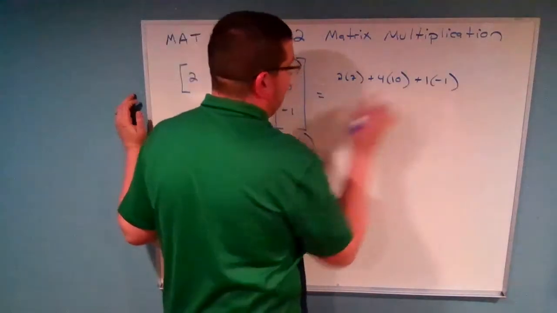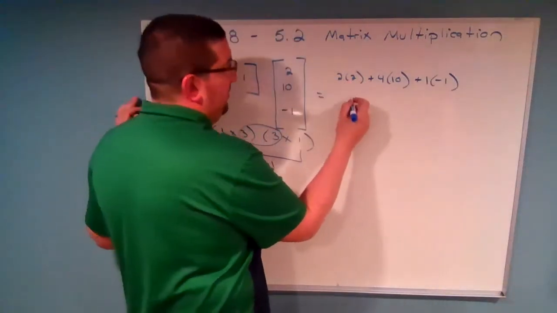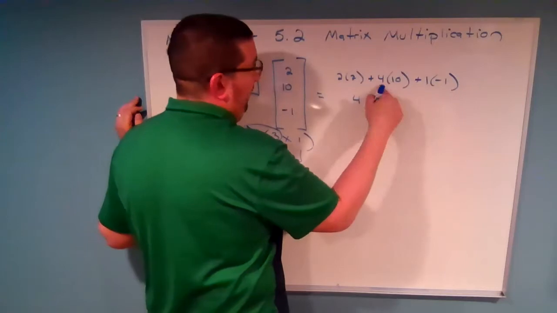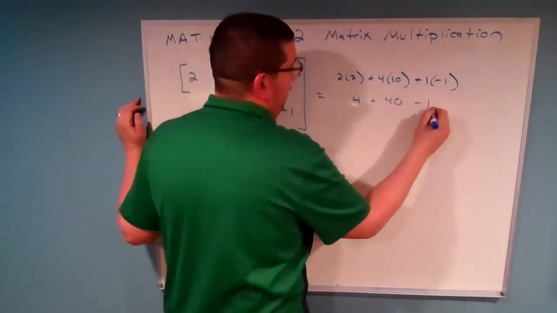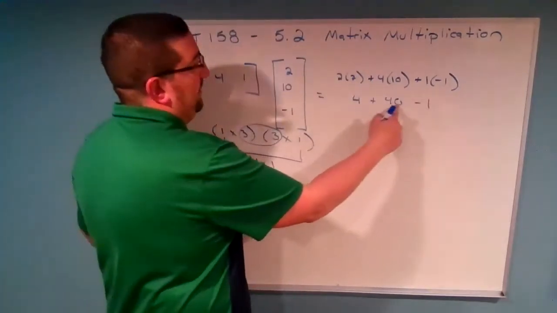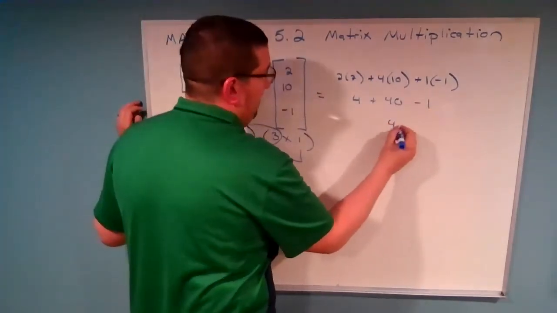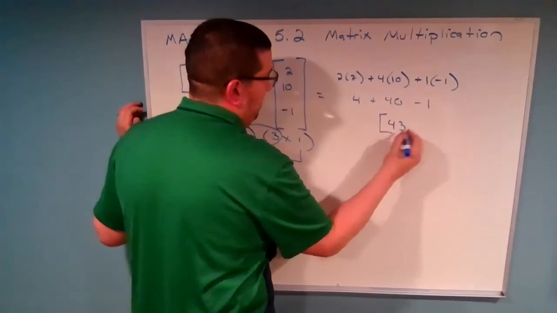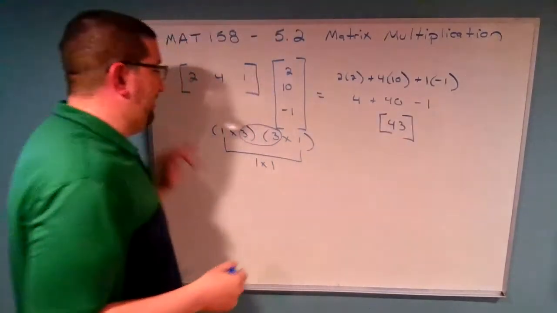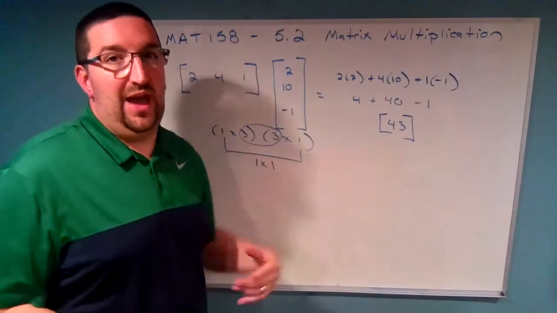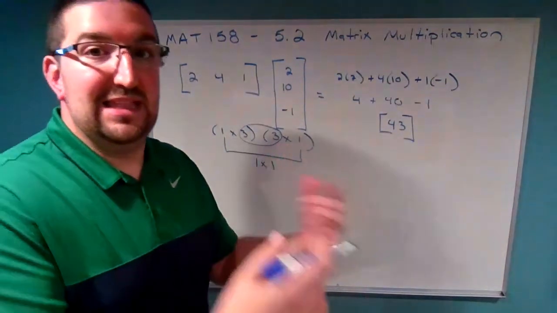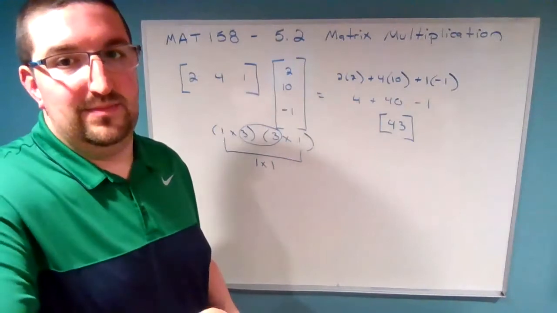So we simplify this down. 2 times 2 is 4. 4 times 10 is 40. Then 1 times -1 is -1. 4 plus 40 minus 1 is 43. Our 1 by 1 matrix is 43. Now we're going to go on to a slightly more complicated problem.